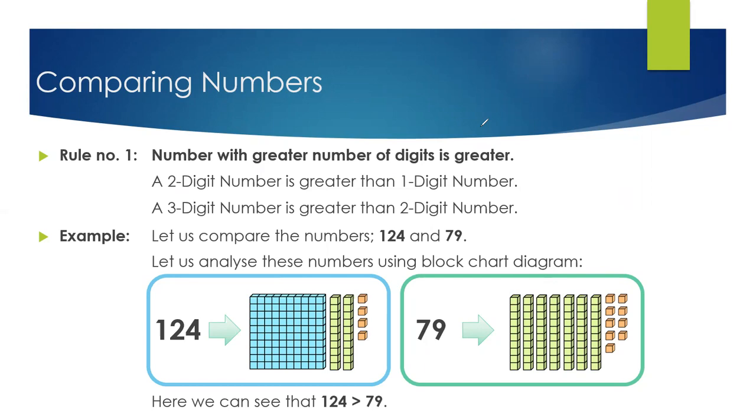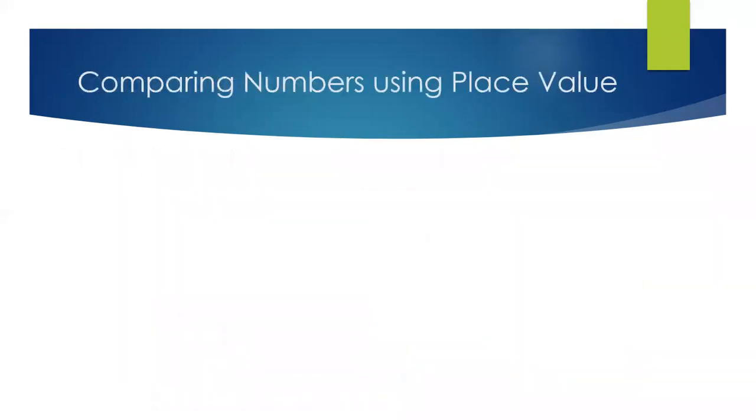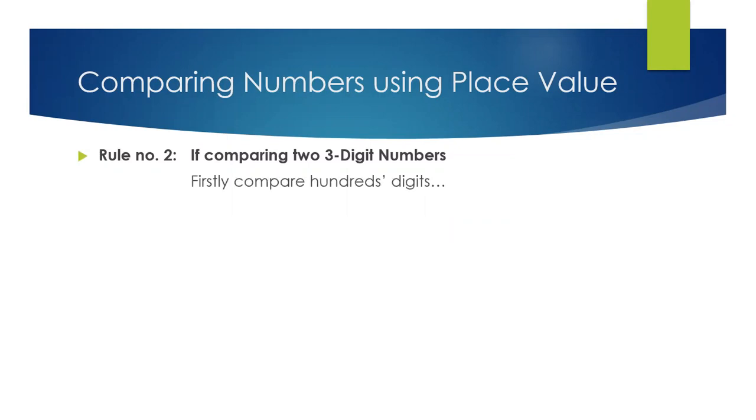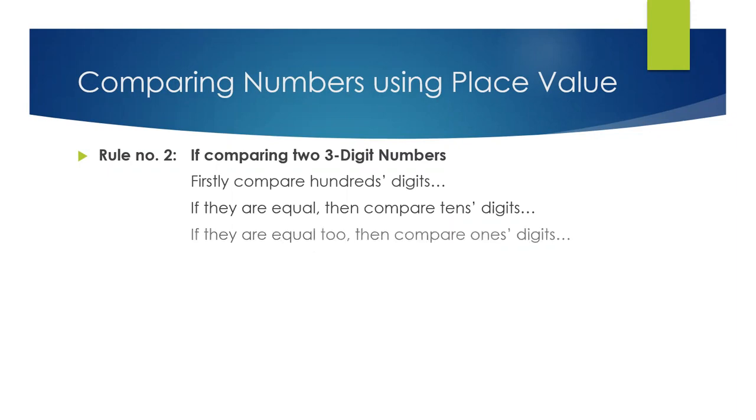So let's move on to our rule number two. Rule number two states that whenever we are comparing two three-digit numbers, firstly we will compare the highest digit place value, and in a three-digit number the highest place value digit is hundreds, so firstly we will compare hundreds digits. Then if they are equal, we will move towards the tens digit. If they are equal too, then we will move towards the ones digit.